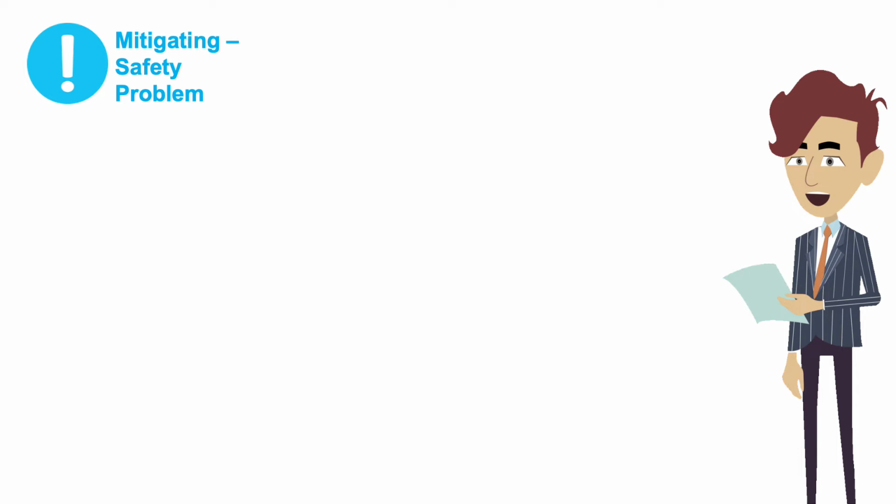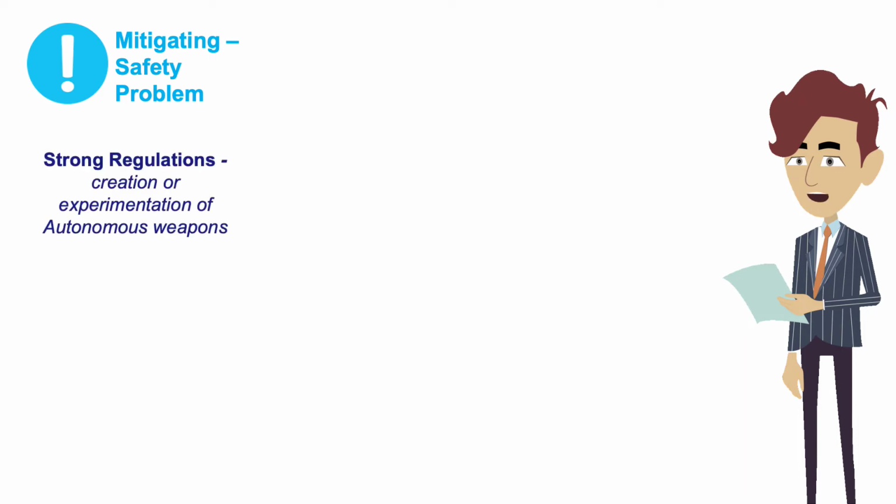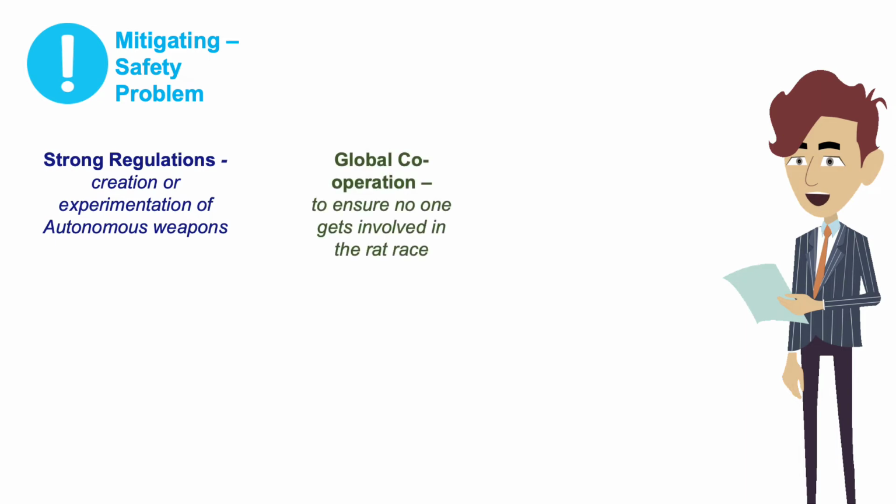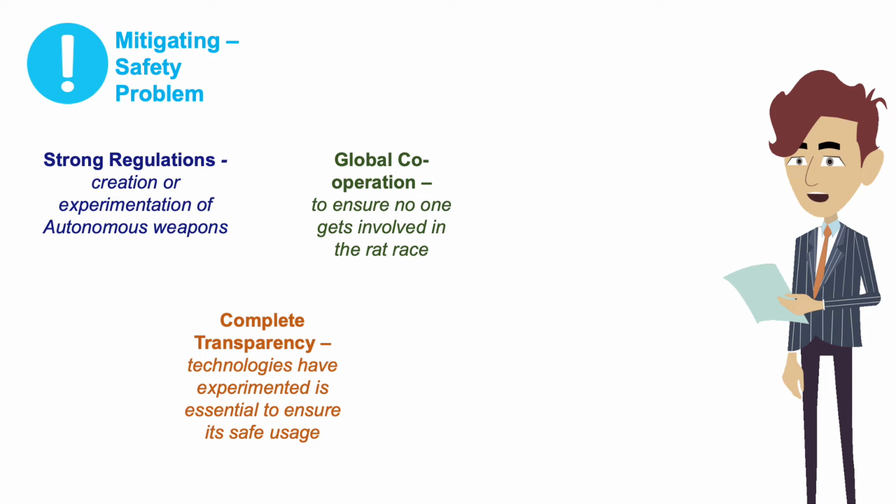To mitigate these concerns, there are some measures that can be taken. We need strong regulations, especially when it comes to the creation and experimentation of autonomous weapons. Global cooperation on issues concerning such weapons is needed so as to ensure no one gets involved in the rat race. Complete transparency in the systems where such technologies are experimented with is essential to ensure their safe usage.